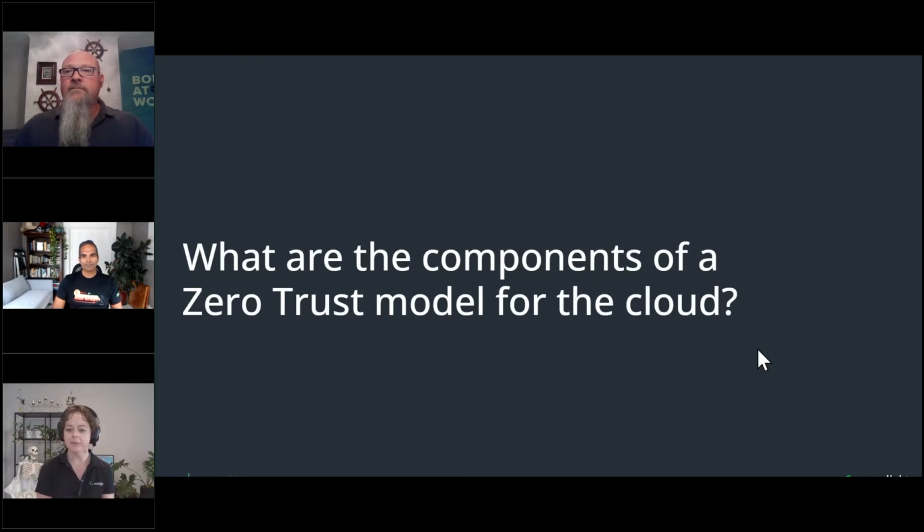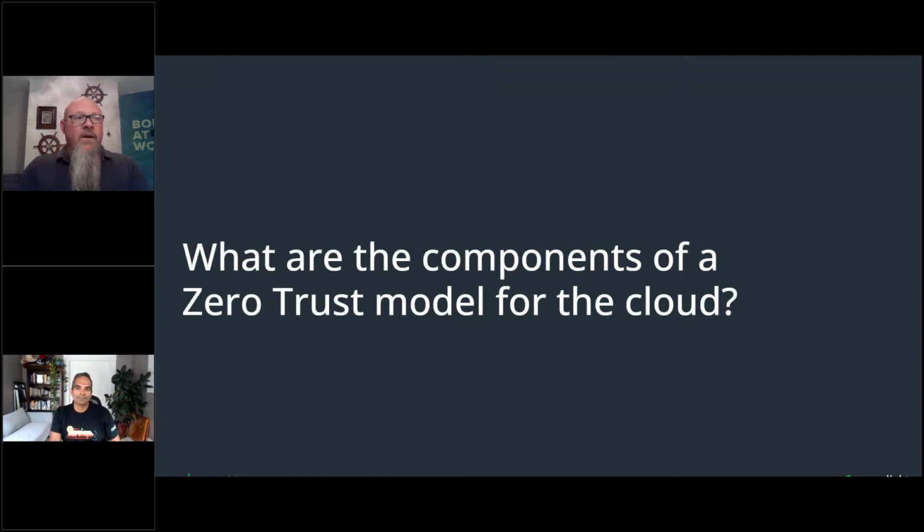Heath, let's go ahead and start with you. Zero trust. What are the components of a zero trust model for the cloud? That is a question that comes up in inquiry a lot more than I really thought it would. It covers a very broad topic area. You still need analytics and visibility in the cloud. You probably have some sort of control mechanism to get to those cloud properties via on-prem, hybrid, or some other methodology.